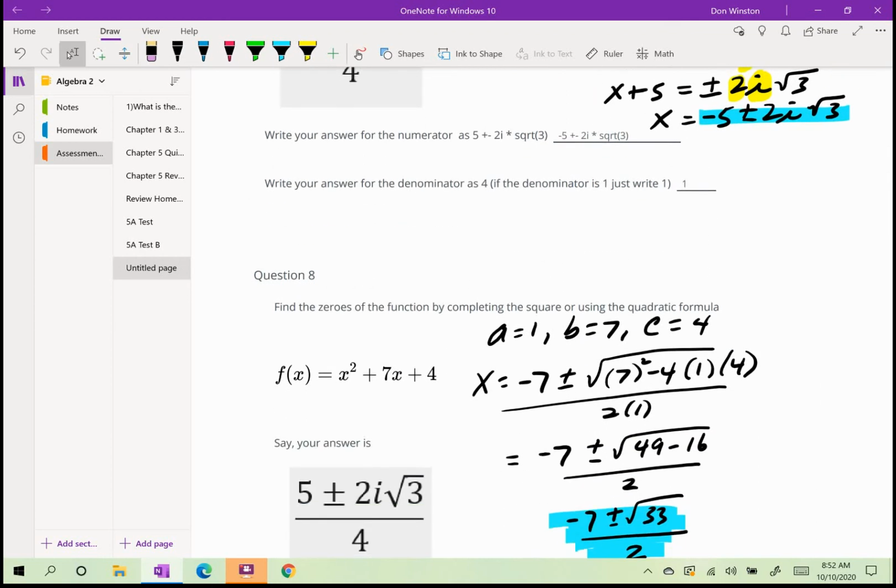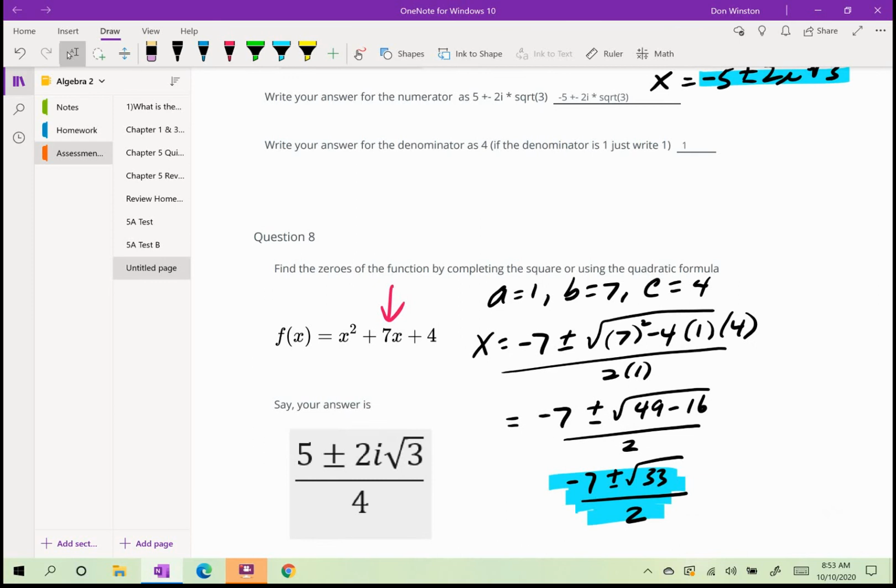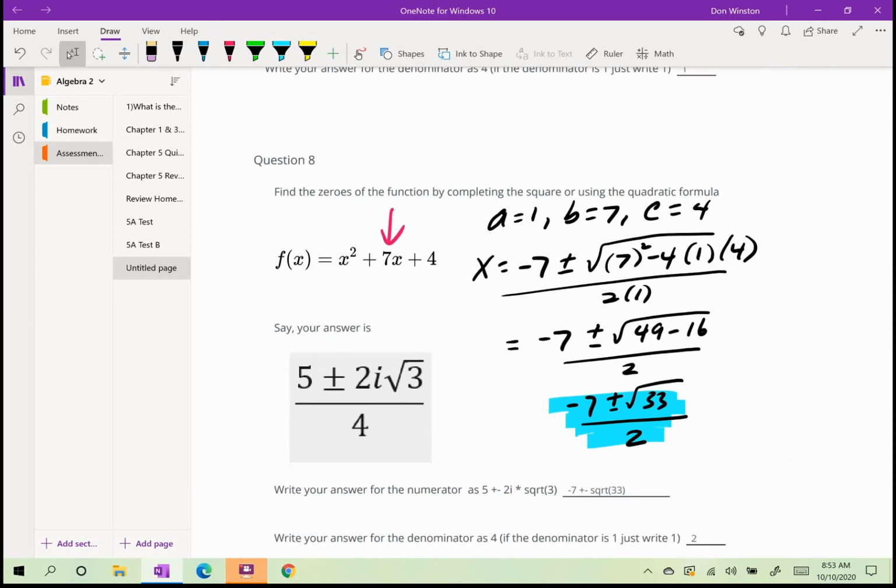Okay, so here, a little difficult to complete the square on this one. Why? Because that b term is not even. So I'll just go ahead and use the quadratic formula. a equals 1, b equals 7, and c is equal to 4. So x equals negative b plus or minus the square root of 7 squared minus 4 times a times c. 7 squared is 49, and negative 4 times 4 is 16. So we have 49 minus 16 is 33. And so we have our final answer, negative 7 plus or minus the square root of 33 over 2.